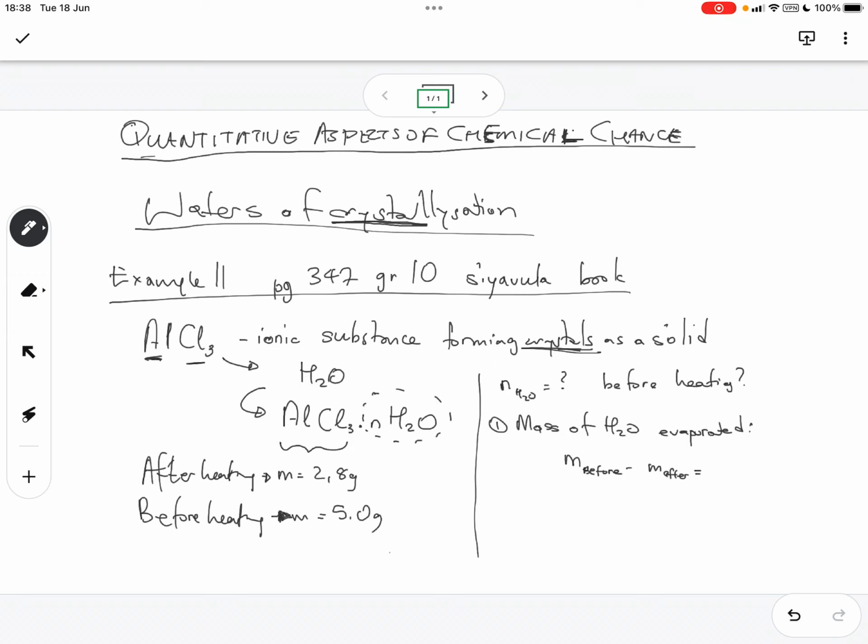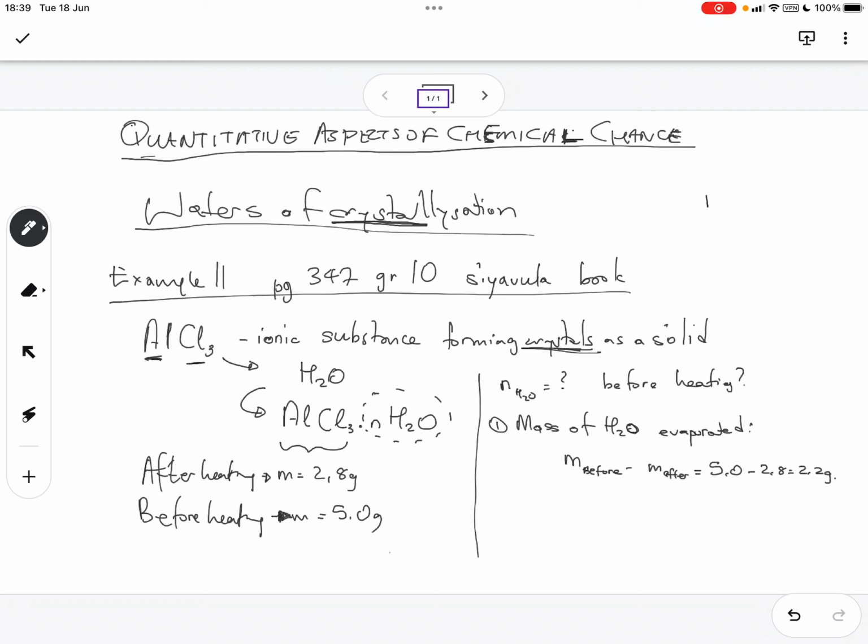Can I ask, do you understand why we have to take the mass before heating and the mass after heating? I think so that you can know how much mass has been used up. How much mass of which substance? The water or the aluminium trichloride? The water, right? That's because that's the one we need to find the moles of.